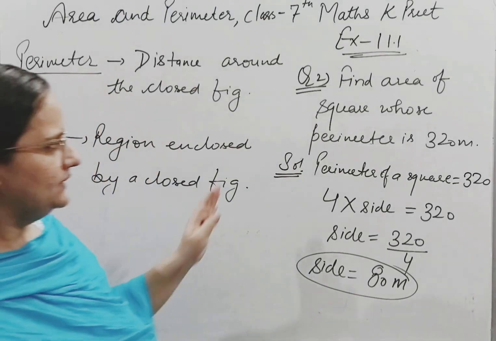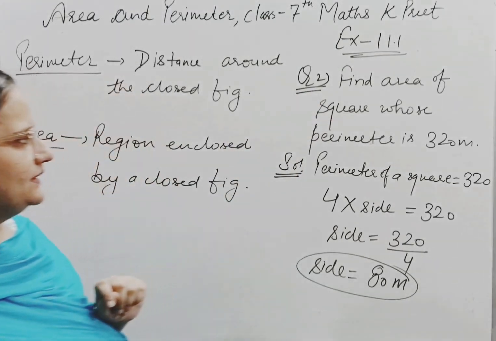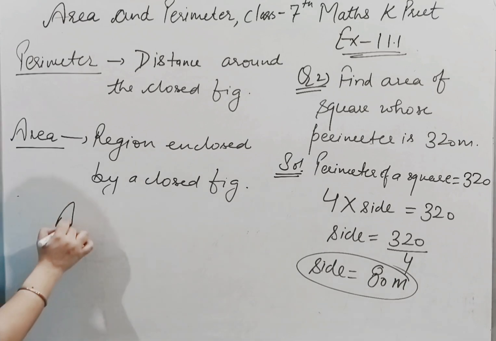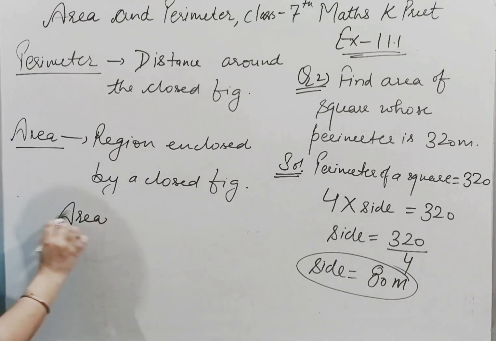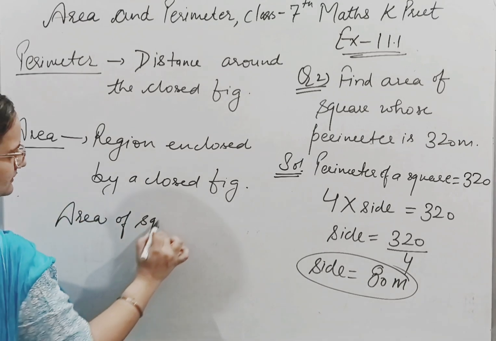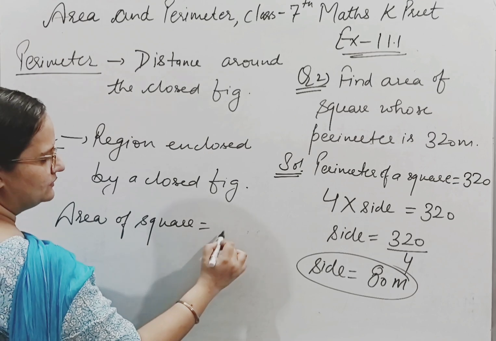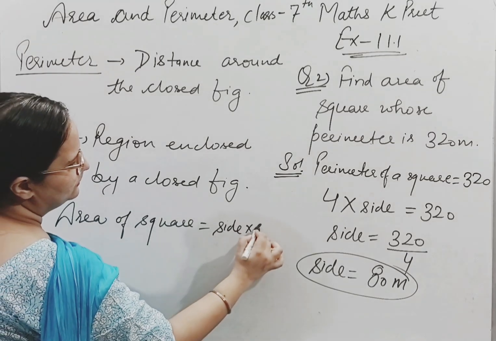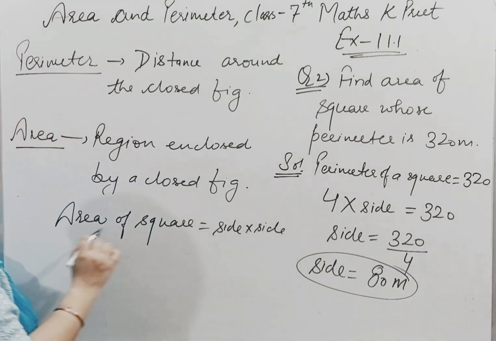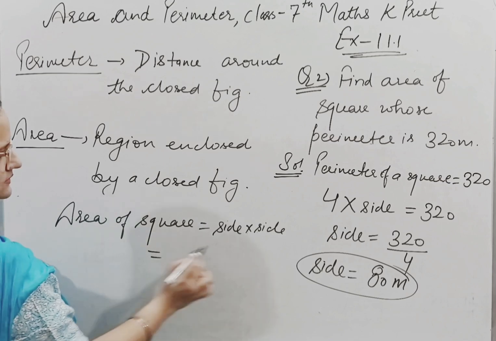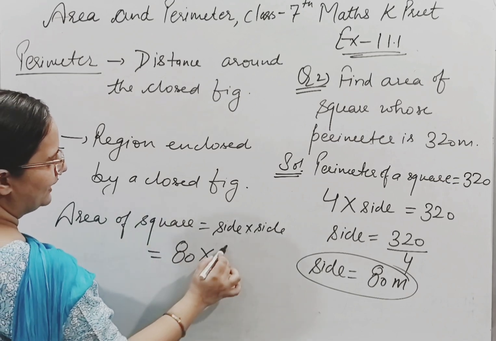But the question is asking us to find the area of the square. So how will we find the area? The formula for the area of a square is what? I just told you, side into side. So this is the formula for the area of a square. So side is what? 80. Just put the value here.